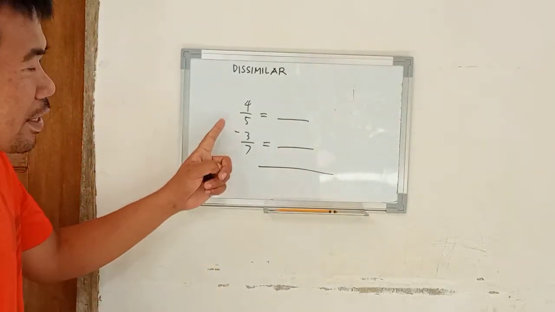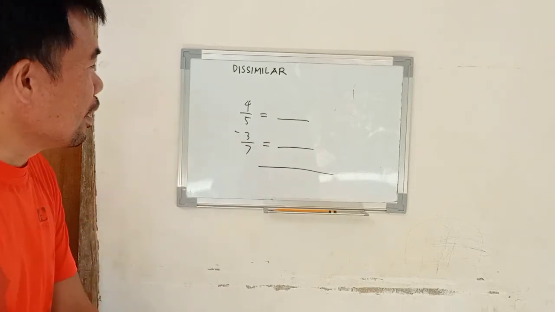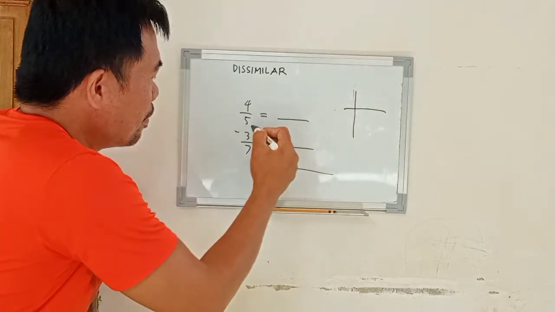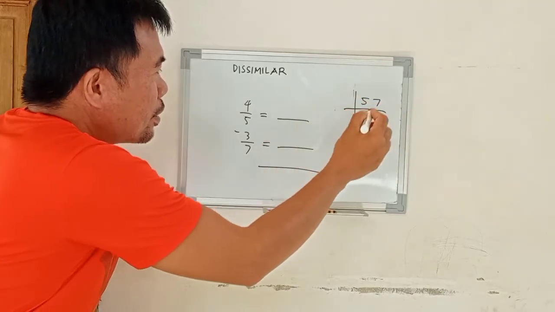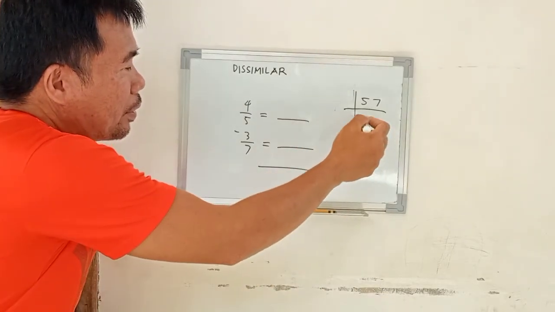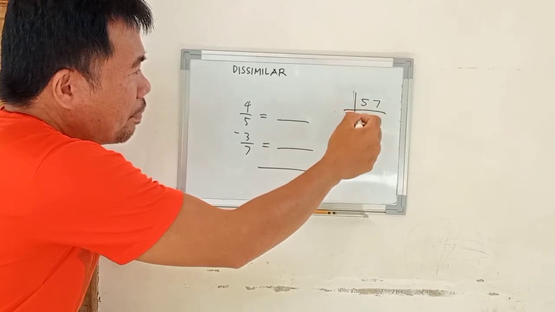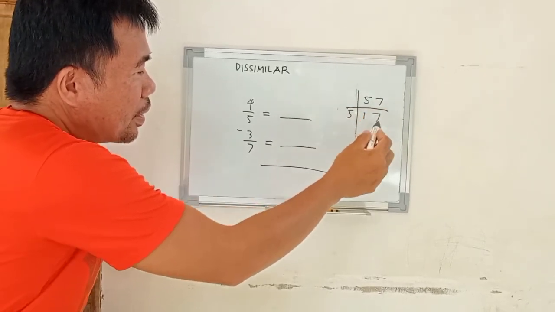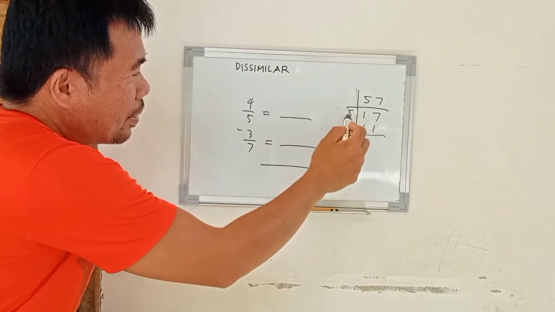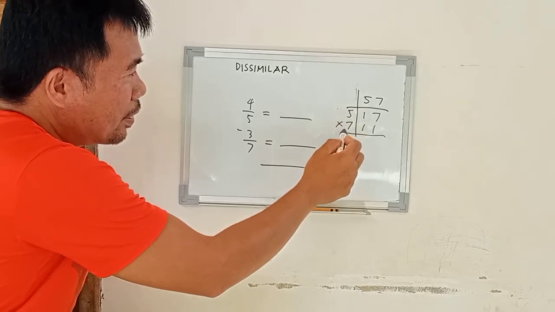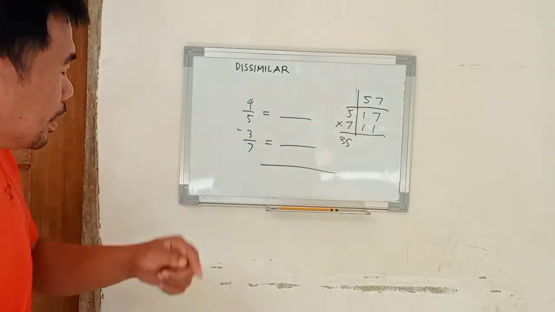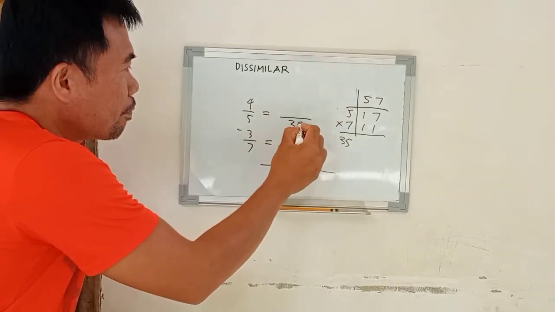So this is the similar fraction, and we need to find the LCD. First we find 5 and 7. Is there a number that can divide them? Nothing, so we can do it individually. 5 divided by 5 is 1, and 7 divided by 7 is 1. So the remaining numbers now are 5 and 7. We just multiply them. 5 times 7 is 35. So therefore, our LCD is 35.